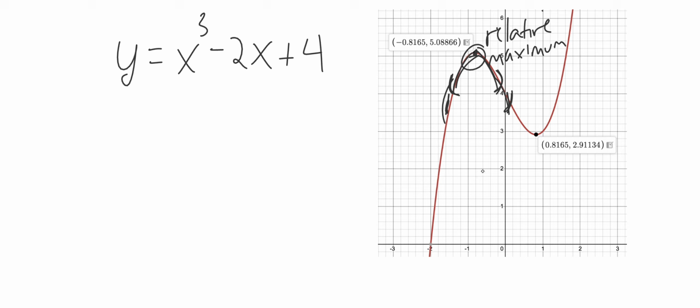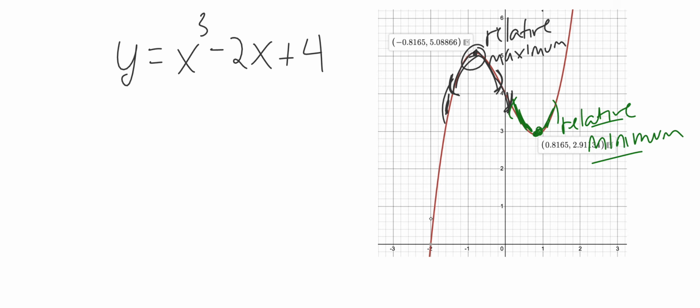The easy way to interpret a relative maximum is it's higher than all of the points that are right around it. Contrast that with this point over here, which is very clearly our relative minimum. If I look at all of the points that are around it in an open interval, we're decreasing into it and increasing out of it. Therefore, we have a relative minimum.